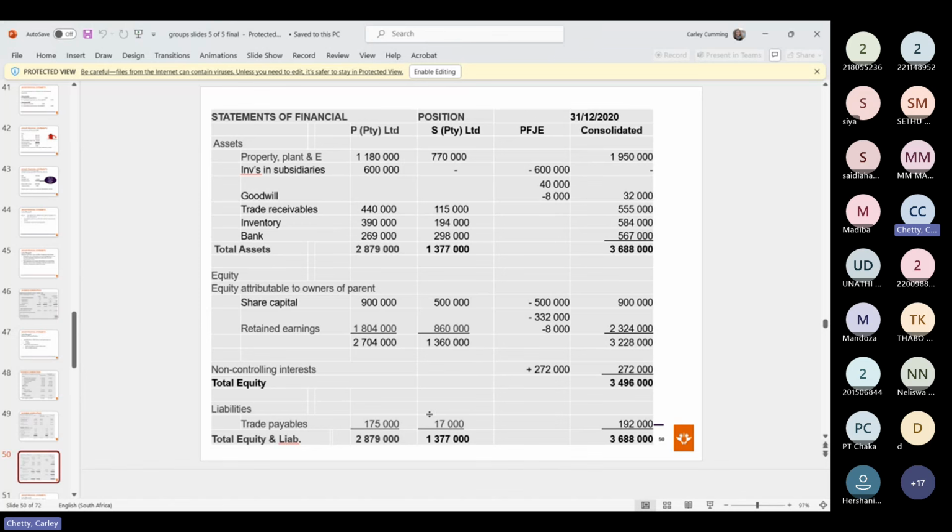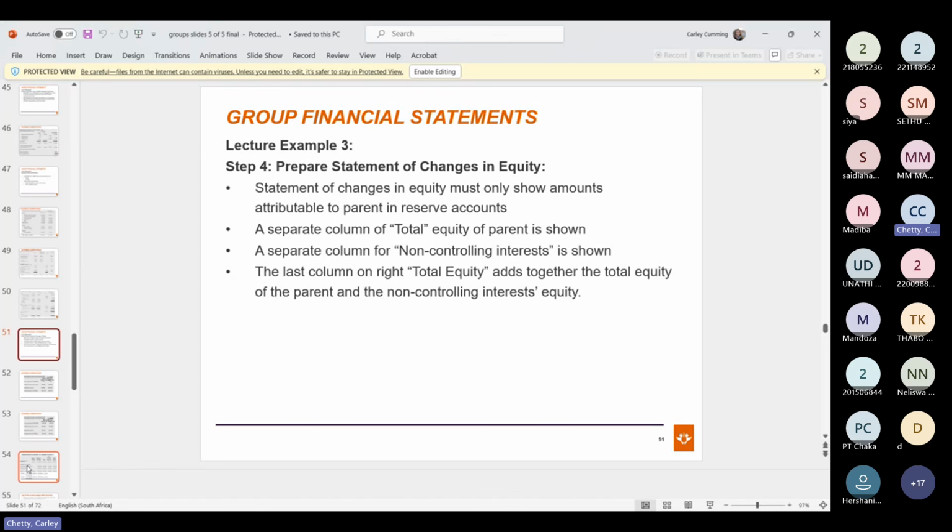Then we have liabilities. So our liabilities here are trade payables. P had trade payables of 175,000 and S had trade payables of 17,000. This will give us a consolidated trade payables amount of 192,000. So this is our consolidated statements of financial position.